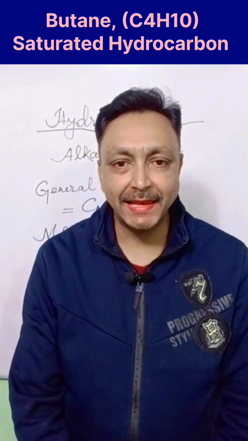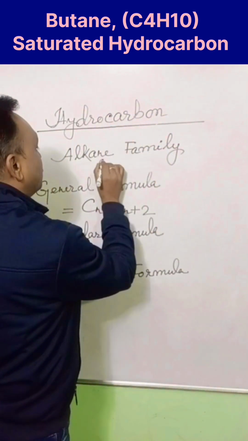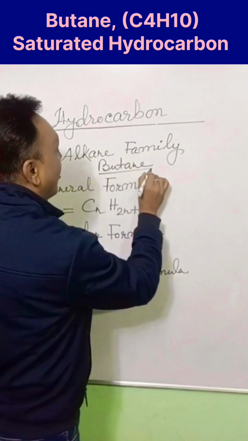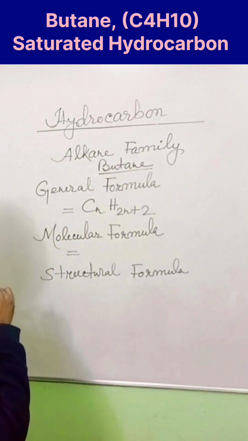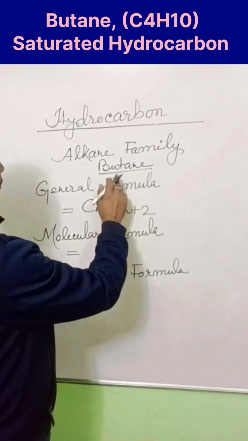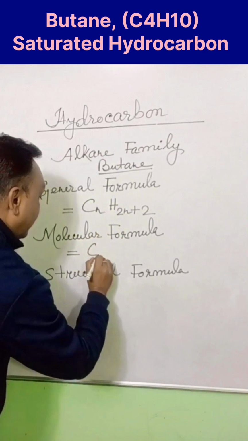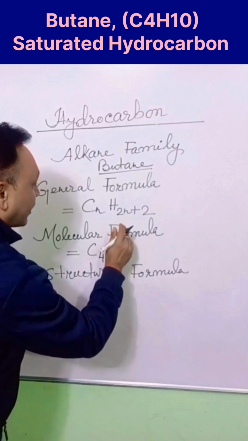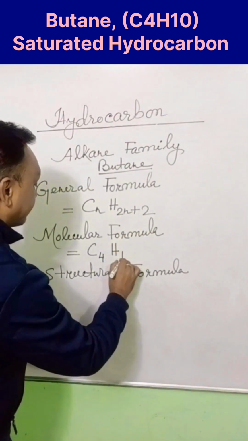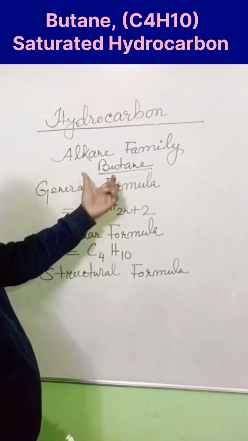The fourth member of the alkane family is butane. Let's have a look. Butane, B-U-T-A-N-E, butane. This is the fourth member of the alkane family. Its general formula is the same. Now have a look at how we'll find the molecular formula. Here n is 4. So C4H, if we put n equal to 4, then 4 times 2 is 8, 8 plus 2 is 10. So C4H10 is the molecular formula of butane.